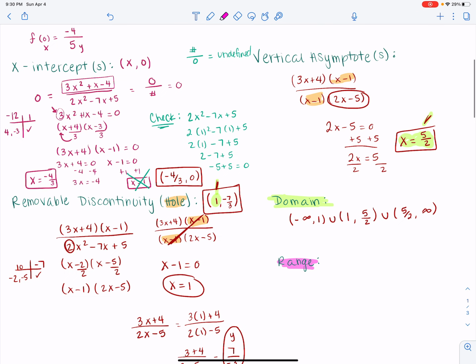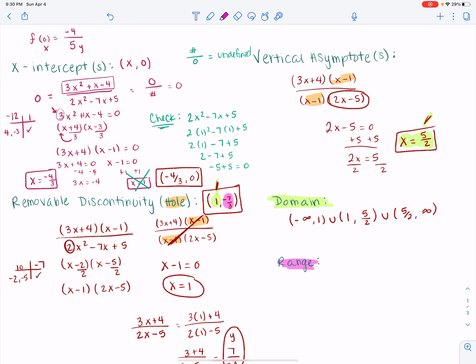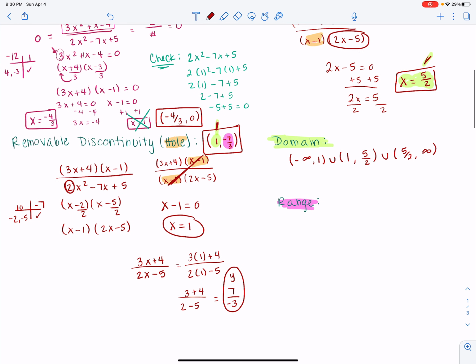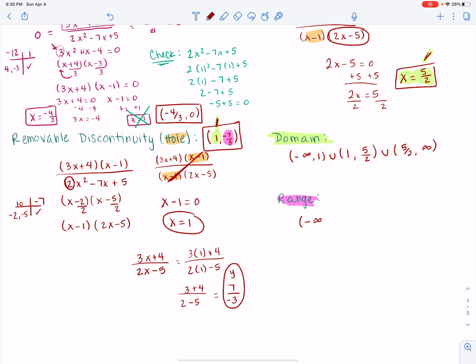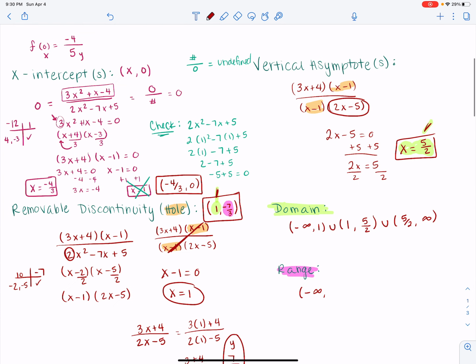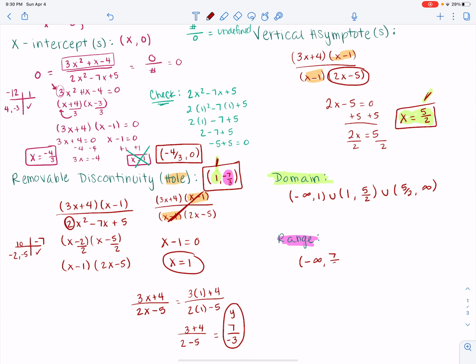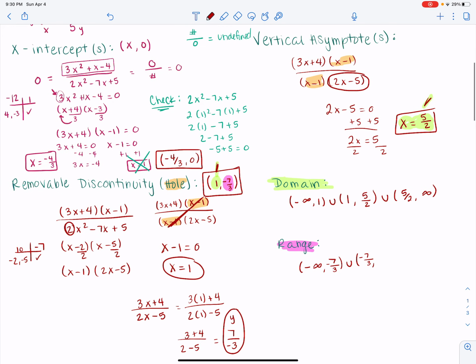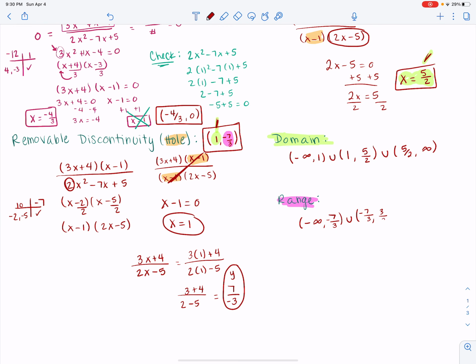We also can't touch the hole, so I need to not include the y value of the hole in my range. So my range, we're going to go from negative infinity all the way until you get to negative 7/3. Then you're going to stop, pick your graph up, and you're going to continue from negative 7/3 all the way until you get to 3/2. Then your graph will stop, you will pick it back up, and you'll go from 3/2 to infinity.